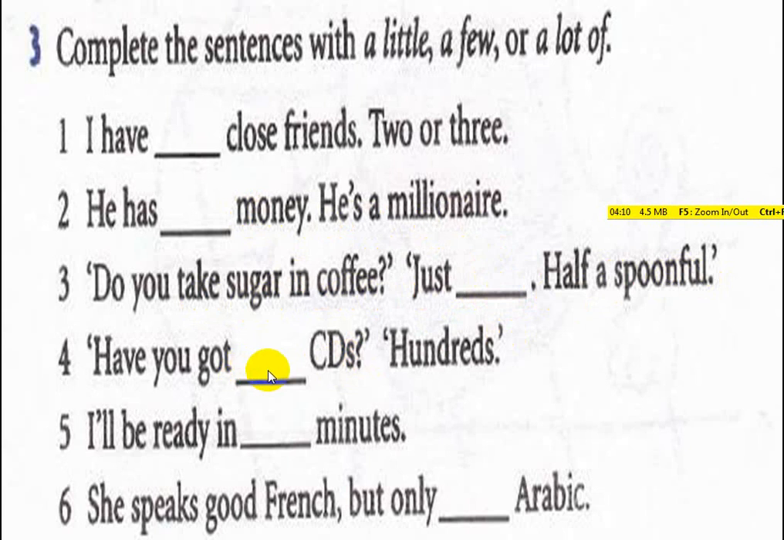Have you got a lot of CDs? Hundreds. And you can say lots of also. I'll be ready in a few minutes. As I said, we use a few with countable nouns and a little with uncountable nouns. Number 6, she speaks good French but only a little Arabic, because Arabic is an uncountable noun, so we used a little.